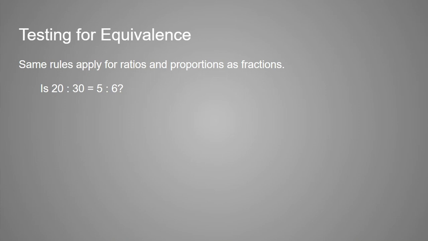So how do we then apply the rules that we learned with fractions to ratios and proportions? Since the same rules apply, it seems a little fuzzy about how that would work. Let's take this example. Is 20 to 30 equivalent to 5 to 6?